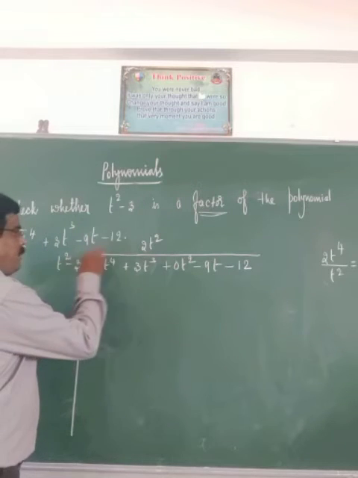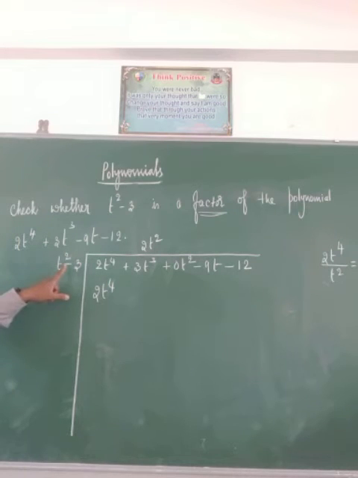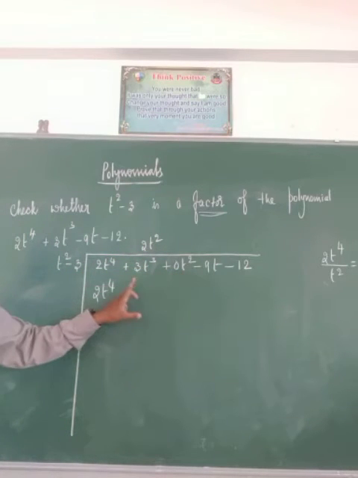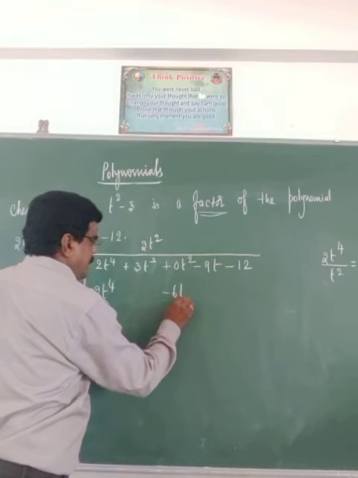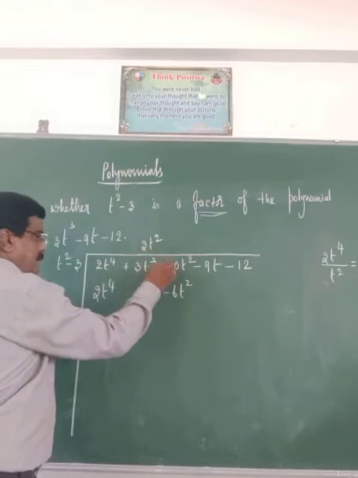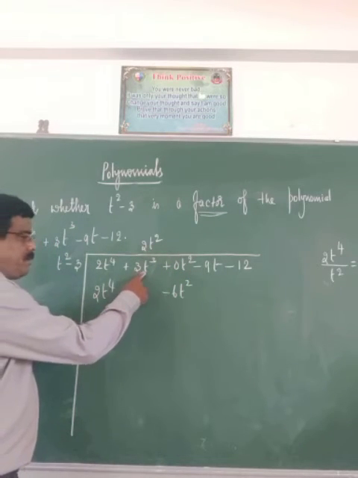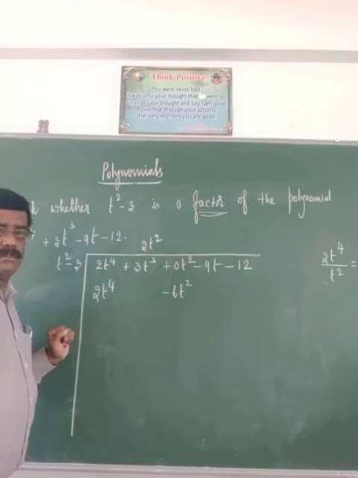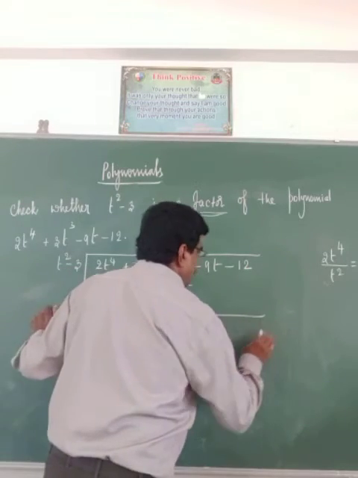Now t square into 2t square means 2t to the power of 4. Now minus into plus minus 3 into 2 is 6t square. Where to write that 6t square? So be careful. Don't write here because t cube is there. So it is minus 6t square. That should be written below t square. Learn this, children. Don't write below this because t cube is different from t square. They are unlike terms. Unlike terms cannot be added or subtracted. You must know.